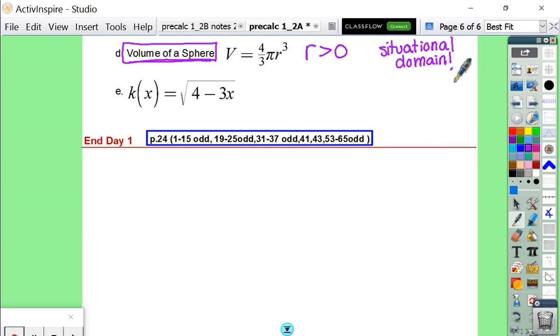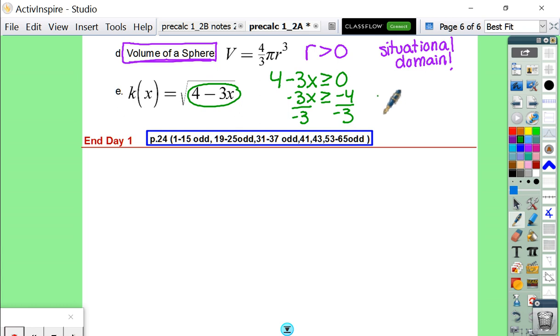Okay, and then our last one, kind of going back to square root, I cannot square root a negative number, which means this cannot be negative. So 4 minus 3x has to be greater than or equal to 0. And I could solve that to get my actual domain. So if I minus 4 from both sides, I end up with this. If I divide by -3, because it's an inequality, when I divide, my sign has to flip, and I get x is less than or equal to 4/3. And that is my answer.